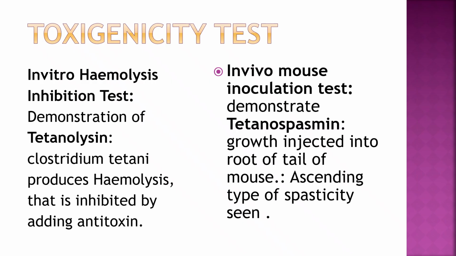In vivo mouse inoculation, so growth of that material is injected into the root of the tail of the mouse, and then you can see ascending type of spasticity, that is from the hind limbs to trunk and then to the forelimbs you can see spasticity.